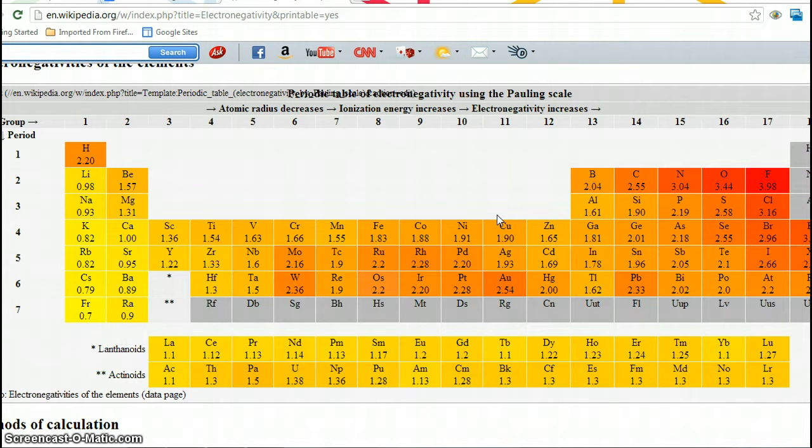We discussed this in the electronegativity chapter. The guys on this corner are very low. For example, francium only has a 0.7 electronegativity, meaning it has a very low desire to go and get electrons. So depending on what two elements you grab off the periodic table, you're going to be able to tell what their electronegativity is.